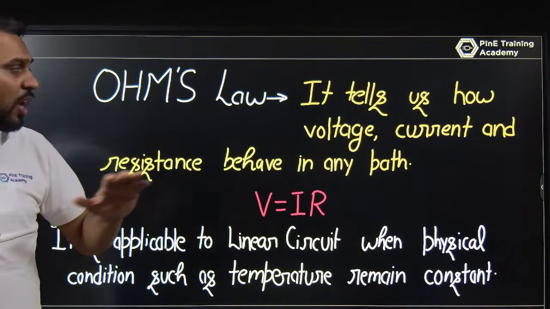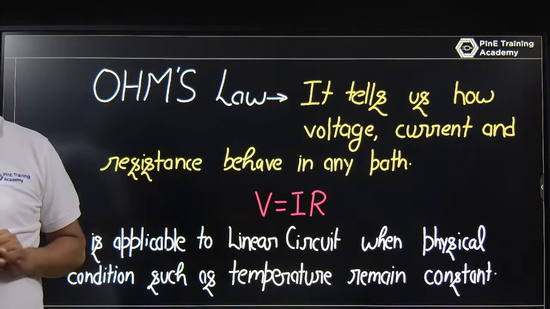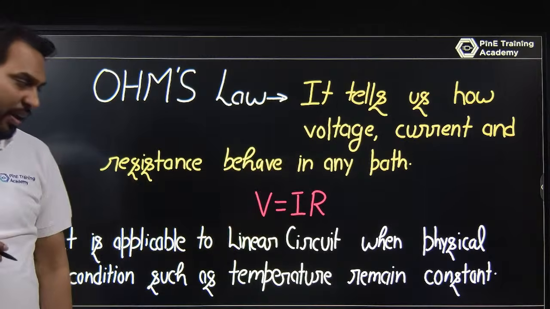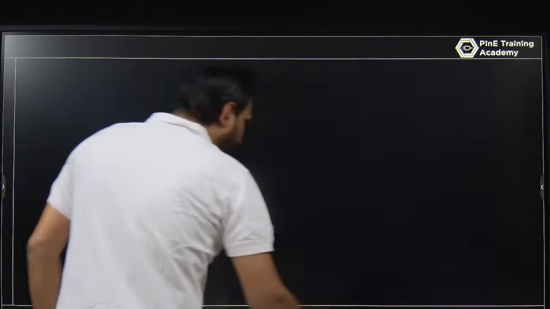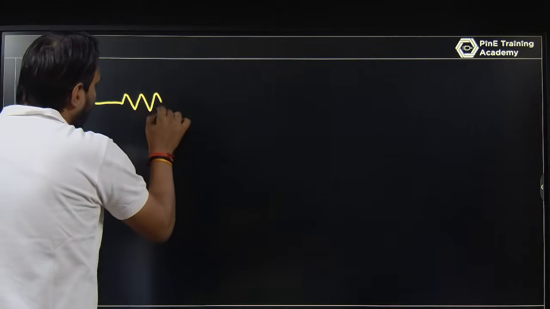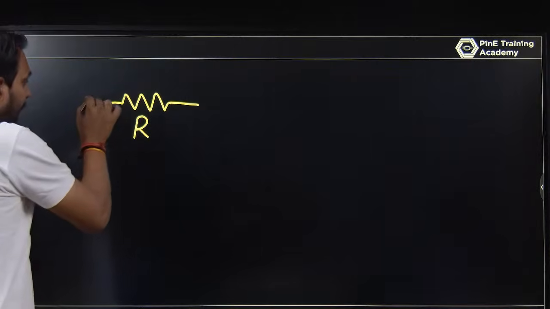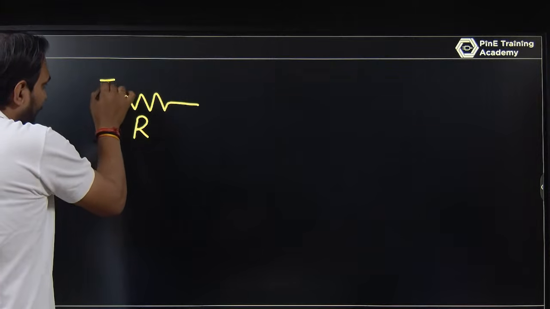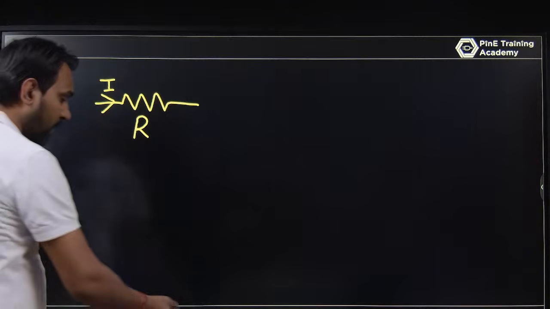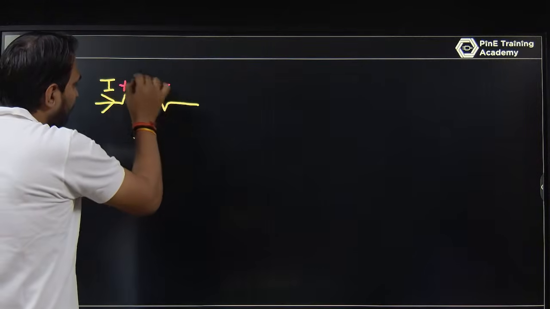So by Ohm's law, you can describe how voltage, current and resistance behave in any path: V is equal to IR. Suppose you have a resistor, and this is the current. So what will be the voltage? The voltage is V.